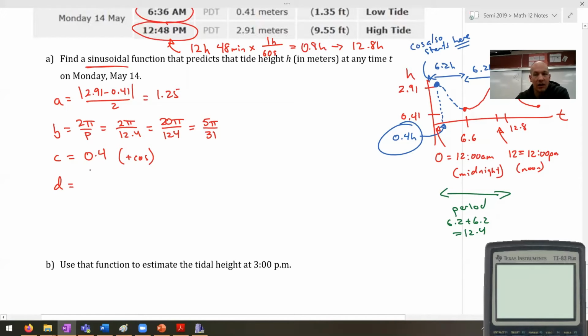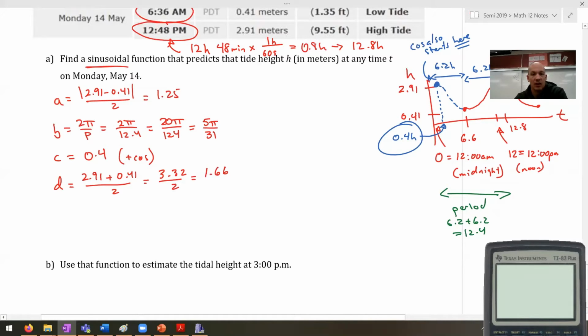Okay, D. So D, remember, is the average of the high and the low point, so it's going to be 2.91 plus 0.41 over 2. We're always adding to do an average. So that is 3.32 over 2, which is going to be 1.66, I believe.